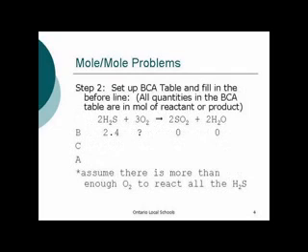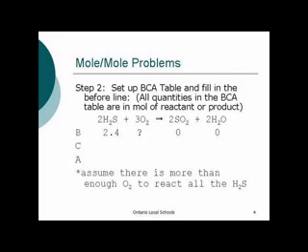Once we have the equation balanced, we're ready to set up the BCA table and fill in the before line. Now BCA represents: B is before, C is the change that happens in the chemical reaction, and A is after, what you have when the reaction is completely done. And all quantities in the BCA table are in moles of reactant or product. That is critical for us to understand. We don't put mass values in, we put mole values.